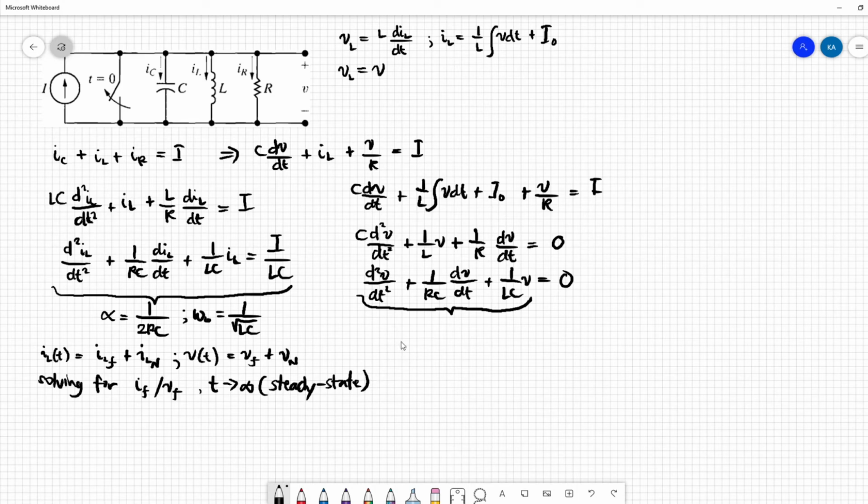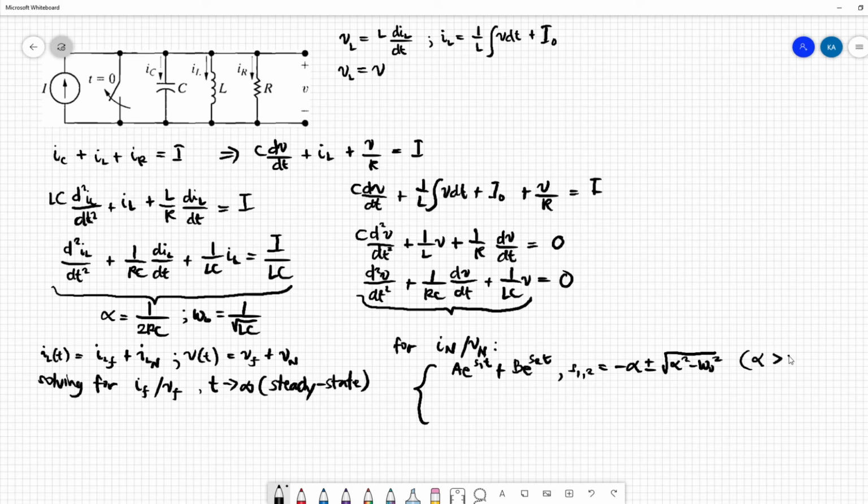For the natural response, so for IN or VN, depending on the roots of the characteristic equation, we have three cases. We have A e to the s1 t plus B e to the s2 t, where s1 and s2 are equivalent to negative alpha plus or minus the square root of alpha squared minus omega naught squared. In this case, alpha is greater than omega naught, so the circuit is overdamped.